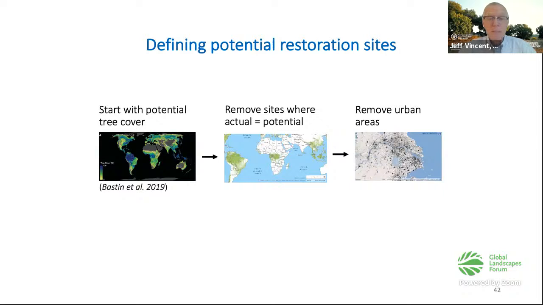And then as a final step, we remove urban areas under the assumption that it's not going to be possible to restore significant amounts of tree cover there. And so this tool is focused on forest restoration in rural areas. Next.